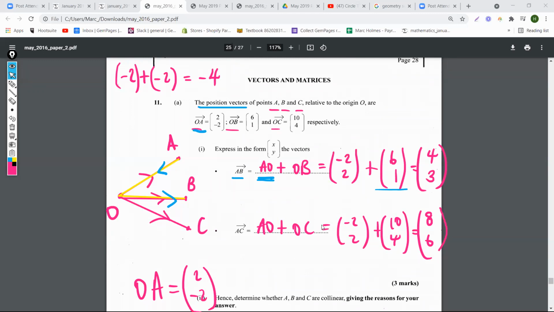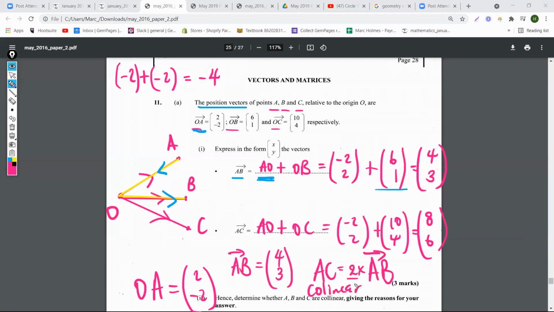All right, guys. So the reason why they're collinear is because, if we look carefully, A to B, AB, which we just found, has 4, 3. So AB is actually twice as long as AC. All right, so AC is equal to 2 times AB. So this is why they're collinear, guys.